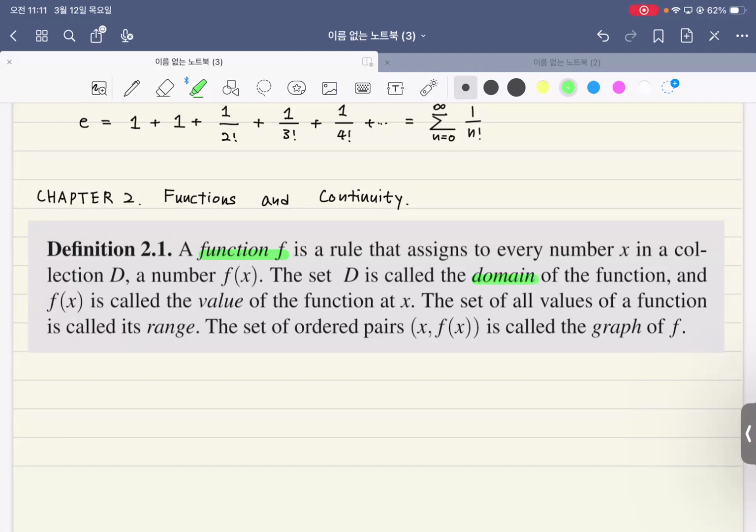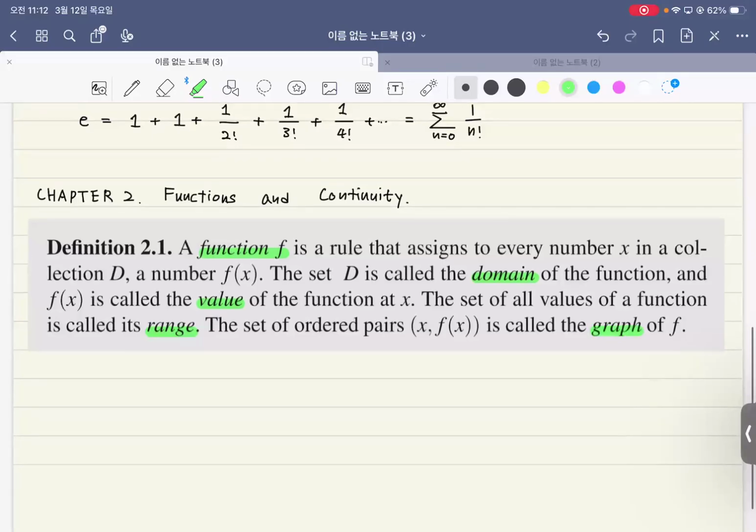Domain is 정의역 in Korean, right? And f of x is called the value, and the set of all values of a function is called the range. Range is 치역 in Korean, right? That's what I learned when I was young: 정의역, 공역, 치역. The codomain is what we call 공역. So the range is always a subset of the codomain, right? And the set of ordered pairs is called the graph. Okay, good.